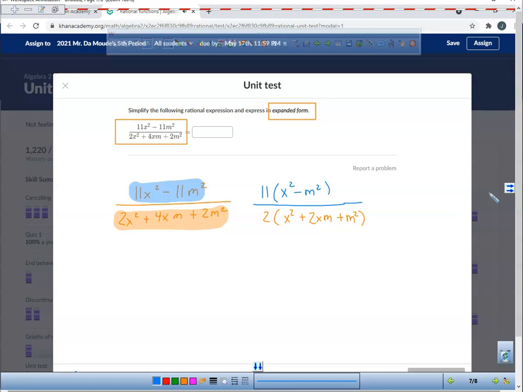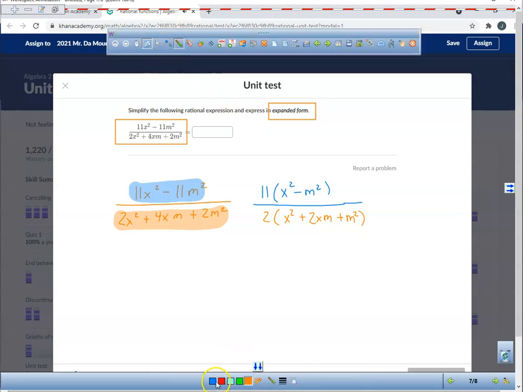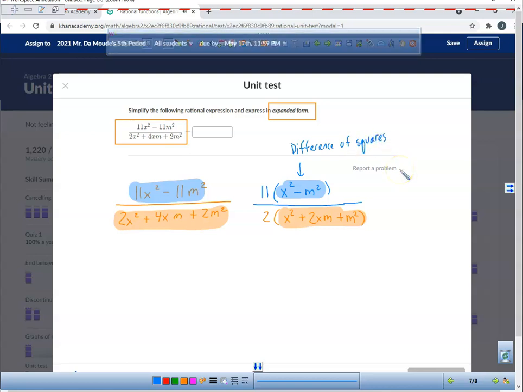Okay. Now, guys, this is where I would love if everybody understood what this is versus what this is, okay? So I'm going to put some labels on it, like actual vocabulary. This is referred to as a difference of squares. That's why this is going to factor to simply an x plus an m and an x minus an m. That's a difference of squares.